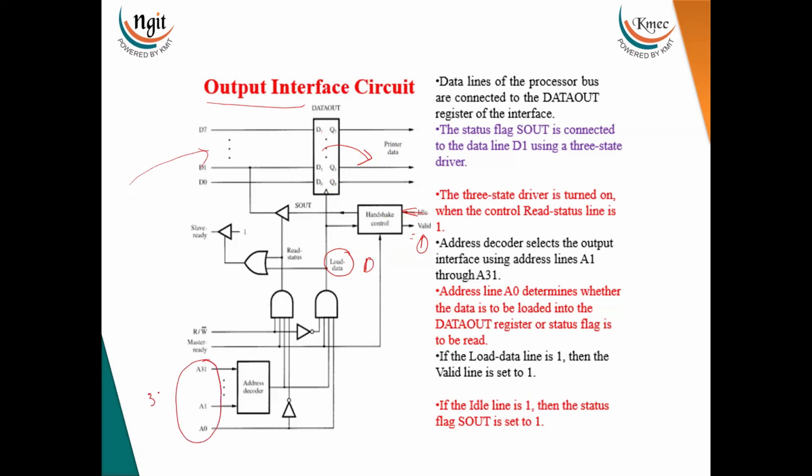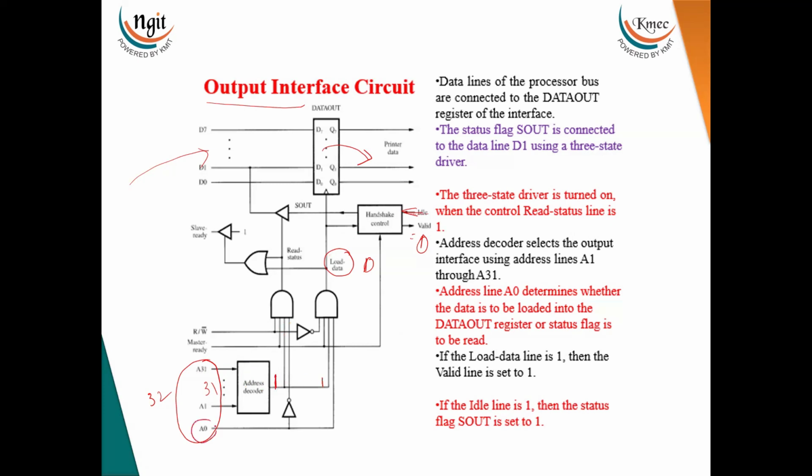For that, it will place the 32-bit address on this. In that, 31 bits will be decoded by the address decoder. If this address is matching with the printer address, this interface address, now it will generate one. Now this address will go to all the interfaces, but the remaining interfaces' addresses will not match with it. At that time in the other interfaces, the bit is 0. Now only in this particular interface, this bit is equal to 1.